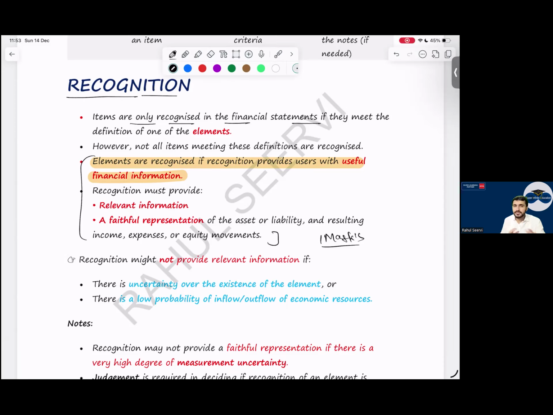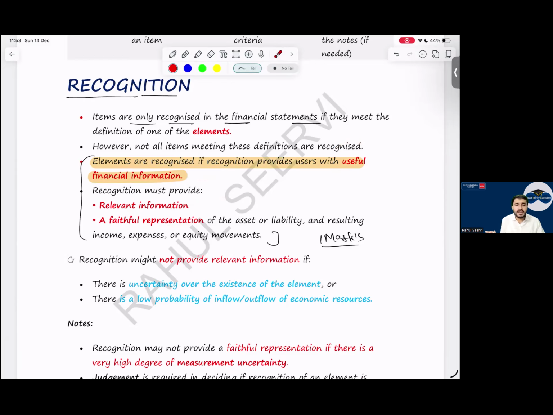Let us discuss this. Recognition. When will you recognize an element? First of all, it should meet the definition of asset, liability, equity, income, or expense. Then it should provide what? It should provide useful information. Useful information means it should be relevant to the users. When will we say it is providing useful information? When it is relevant and a faithful representation. We have already discussed these qualitative characteristics.